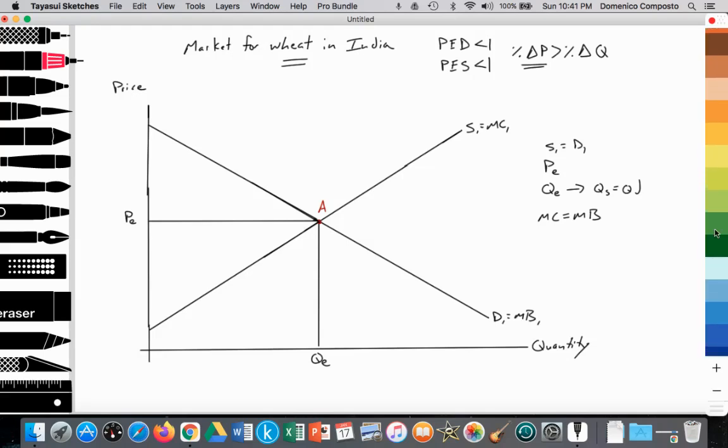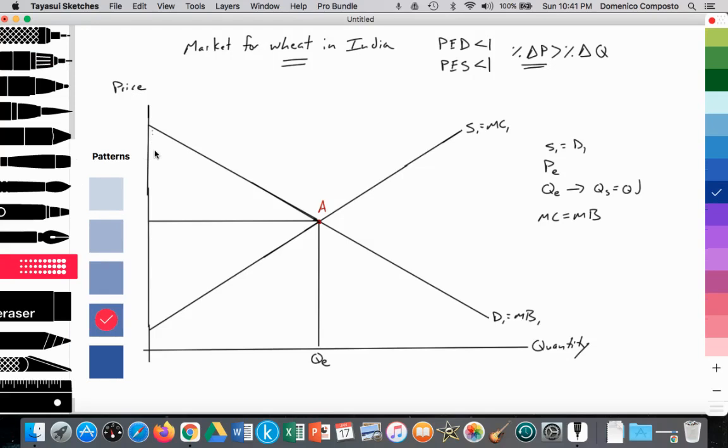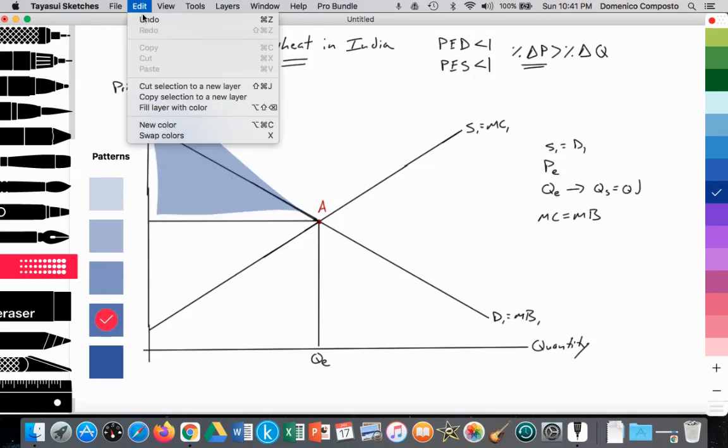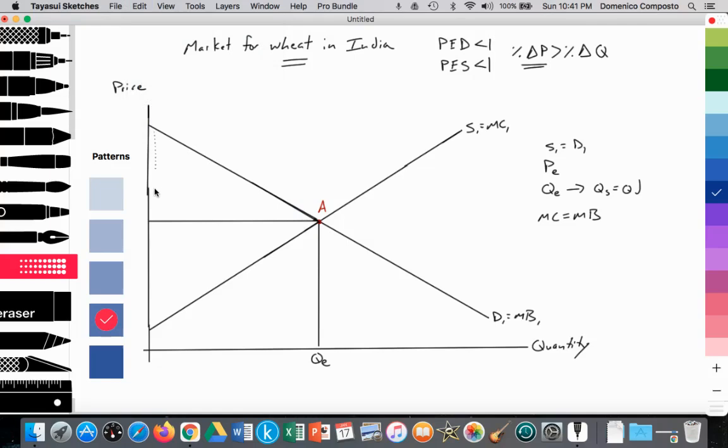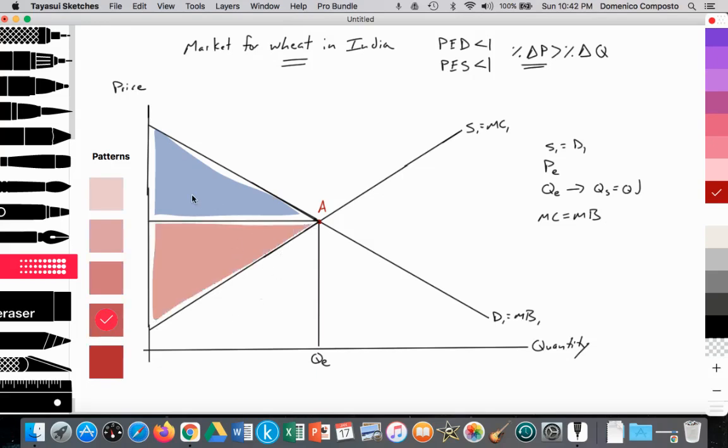Just to refresh our memory, the consumer surplus is the area below the demand curve up to the free market price. You can draw that a little bit better. And the producer surplus is the area above our cost of production up to the free market equilibrium price. Just a reminder of what we mean by consumer and producer surplus.